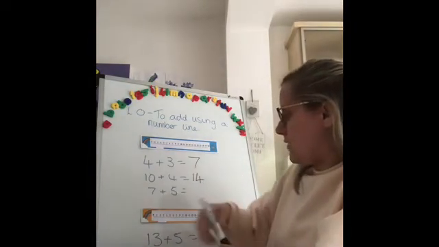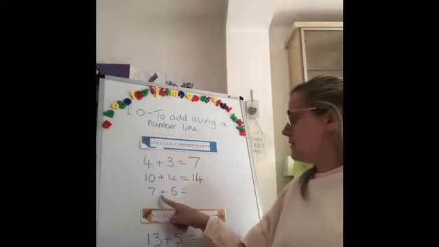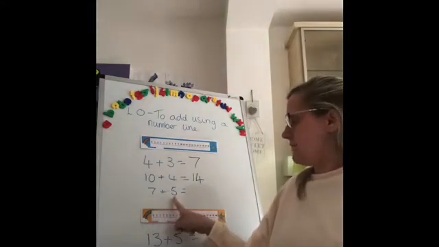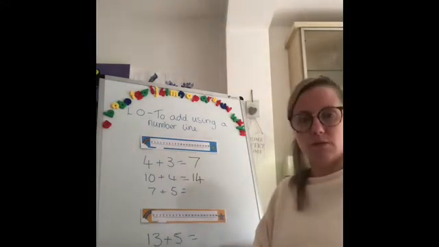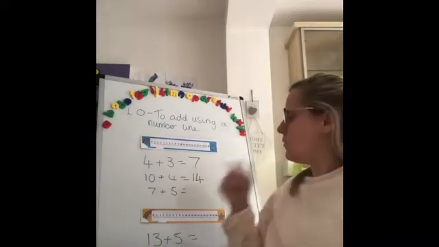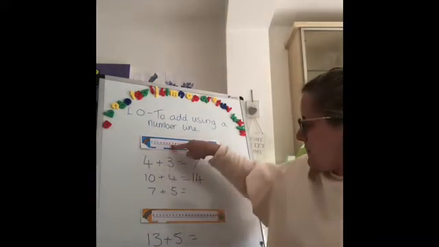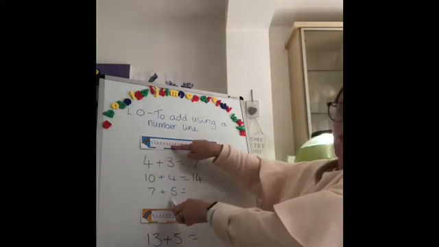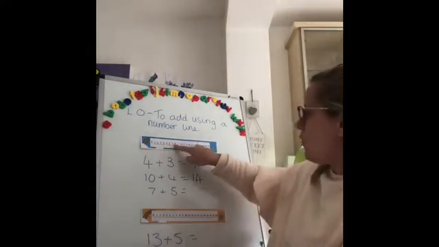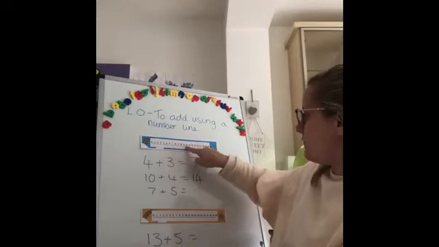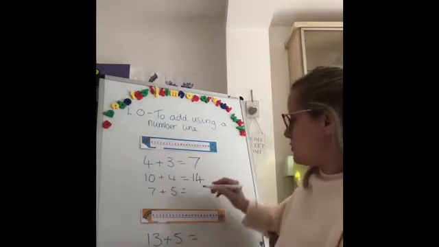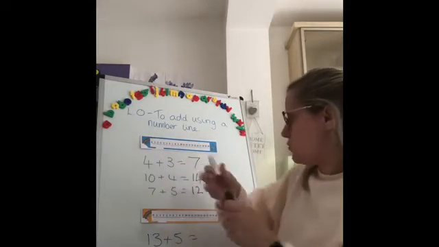Okay, next one. The number sentence says 7 add 5 equals. So what number do we need to start on? We're going to start on the number 7. So I can point to my number 7. And how many jumps do I need to make this time? It's 5. 1, 2, 3, 4, 5. And I've ended up on 12, so the answer is 12.